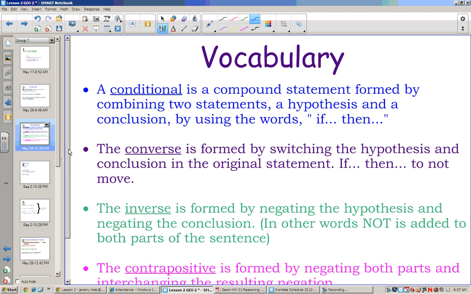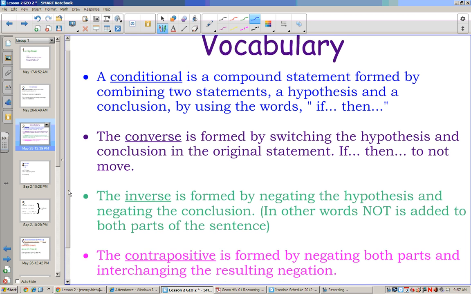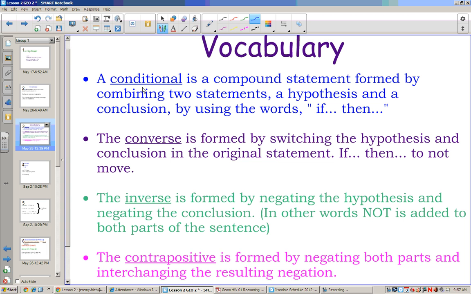Now this page is a lot of writing, and this is actually in your homework. So you don't have to write all of this down because it's actually just in your homework problems. But if you want to write down, go right ahead. A conditional statement is a compound statement formed by combining two statements, a hypothesis and a conclusion, usually by using the words if and then. A converse is formed by switching the hypothesis and the conclusion in the original statement.